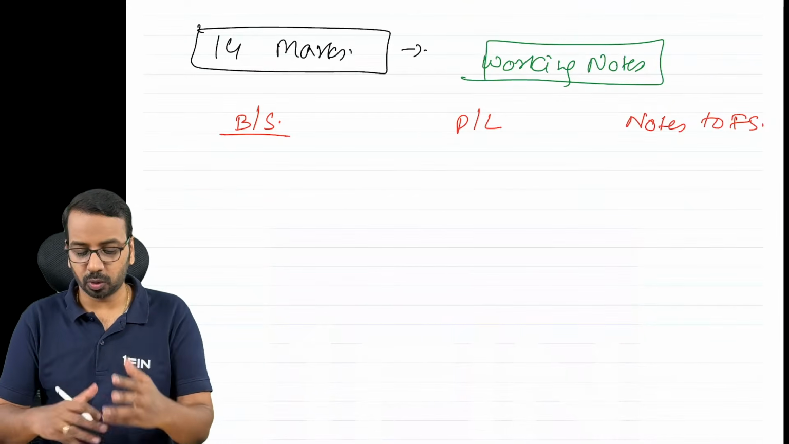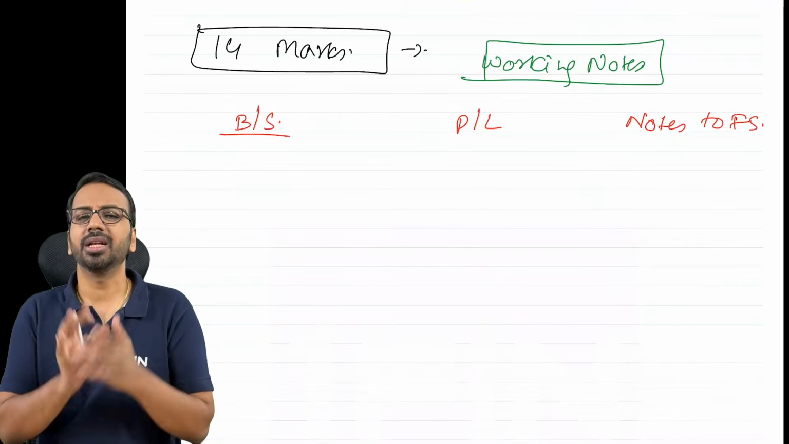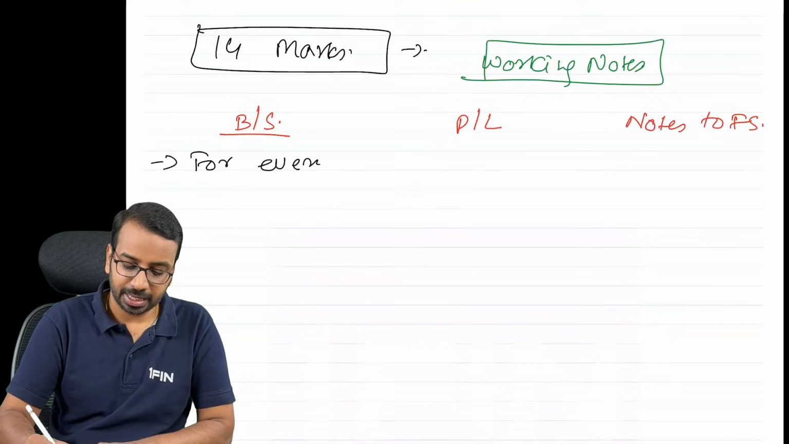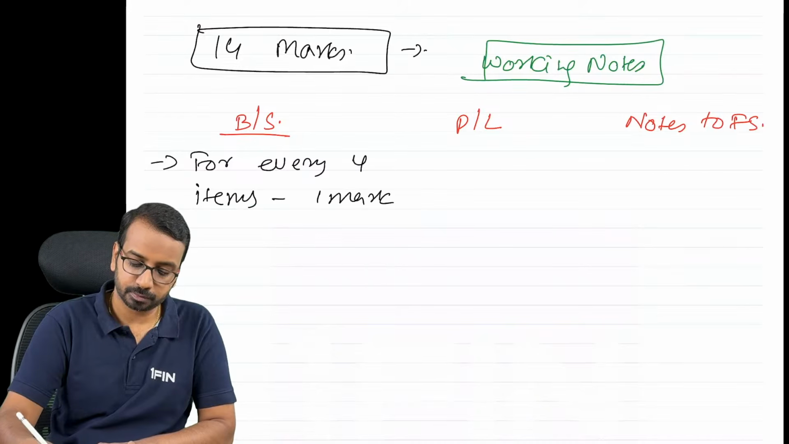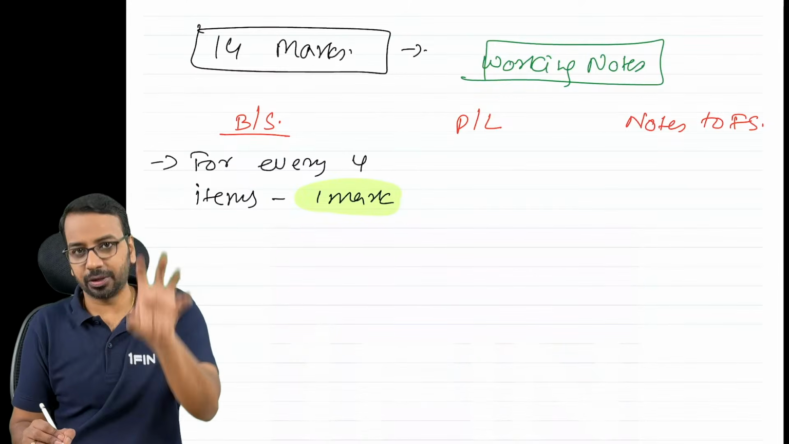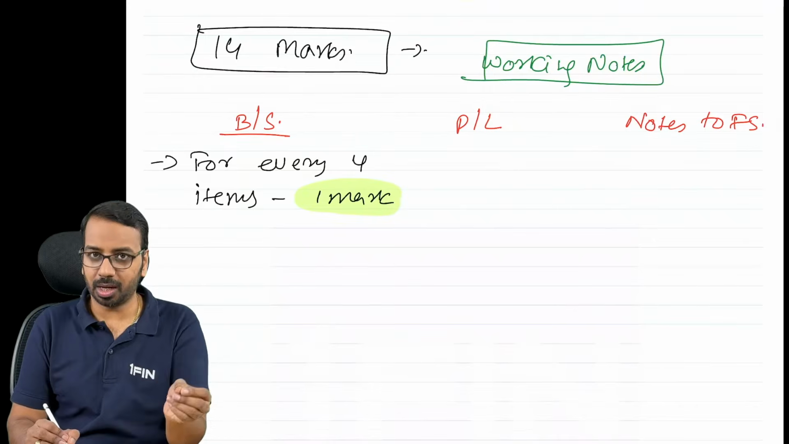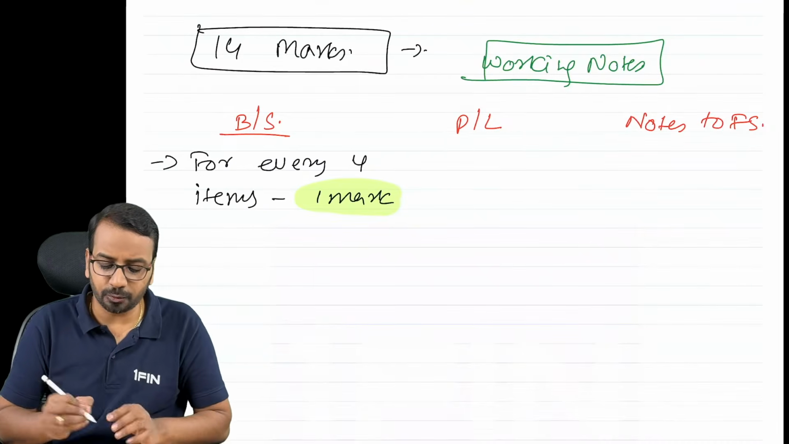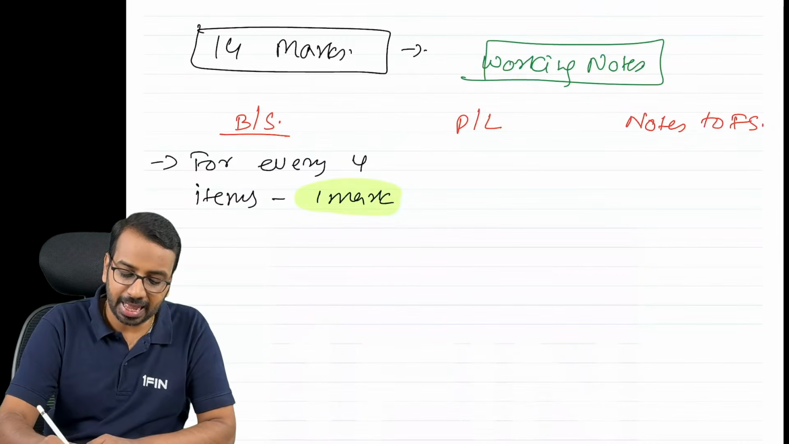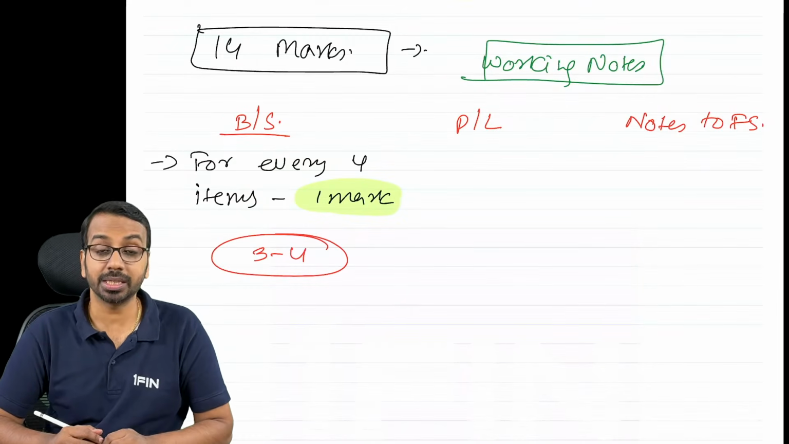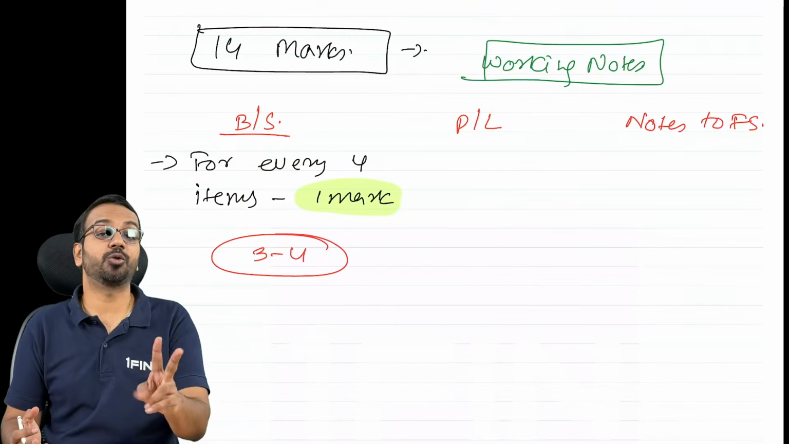Generally, how it works is, when you look at a balance sheet or P&L or notes to financial statement, generally they may say, for every 4 items, 1 mark. Or sometimes they may say, for total of equity, 1 mark. Total of liability, 1 mark, means all the liability items. All the asset items, 2 marks. That is also possible. But typically, for every 4 items, you'll get 1 mark. And the balance sheet generally carries 3 to 4 marks in the examination. Which means, even if your balance sheet is half correct, you can get 2 marks.